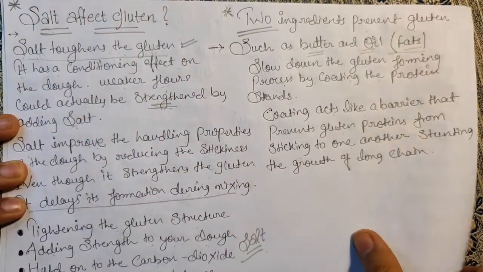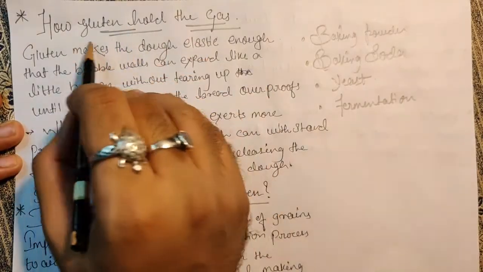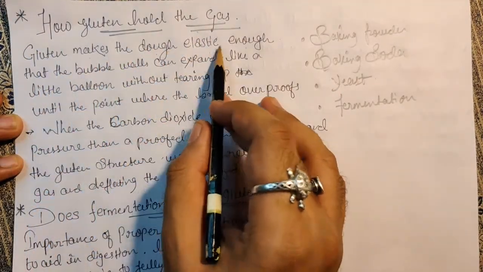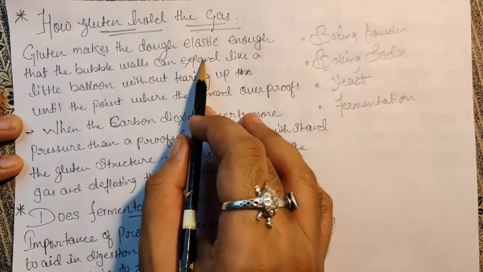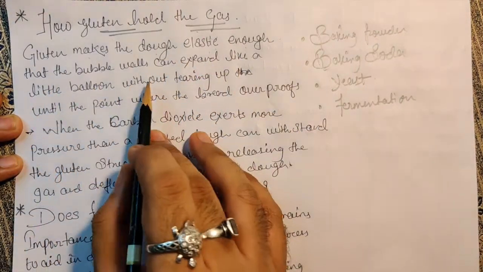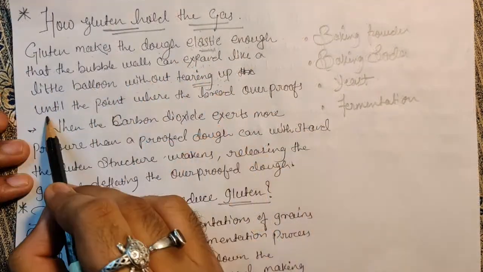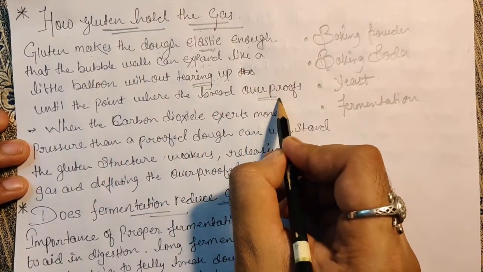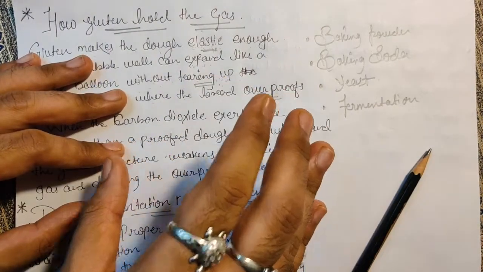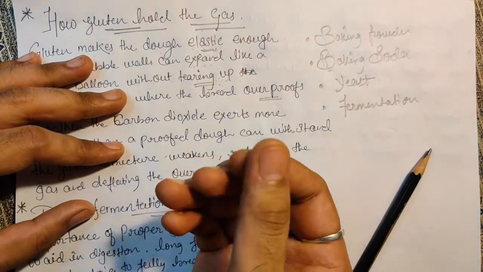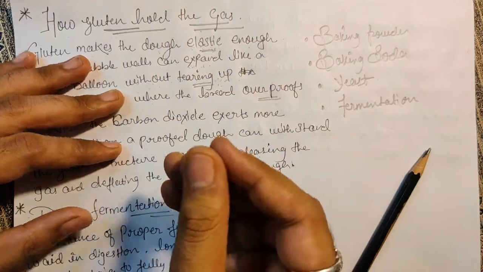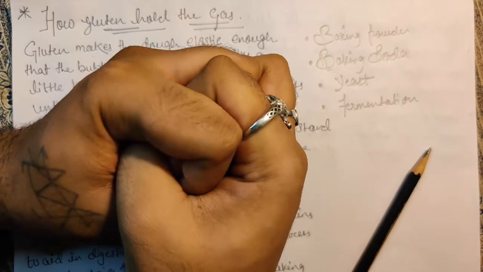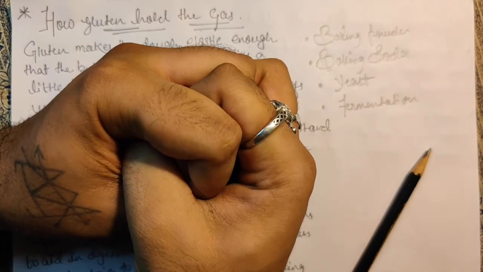Let's turn the page. So the next question here is how gluten holds the gas. Gluten makes the dough elastic enough that the bubble wall can expand like a little balloon without tearing up, until the point where the bread is overproofed. See, everything has a limit, right? If you overproof the dough, definitely the skin will be very, very thin, right? What happened? Here I'm giving rest to my dough, right? And the yeast starts producing CO2, so it will give the volume.